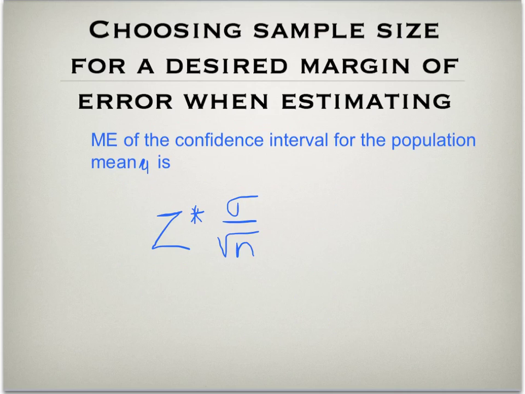So to determine the sample size from a desired margin of error, we'll substitute the value for z for our desired confidence level. We'll use a reasonable estimate for the population standard deviation from a similar study. Then we'll set the expression for ME less than or equal to the specified margin of error and solve for n.